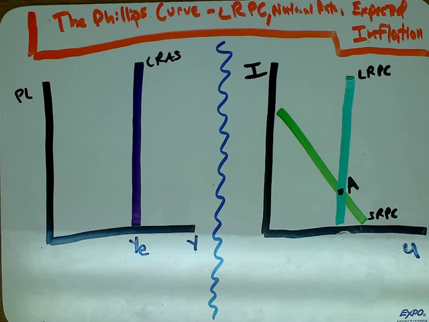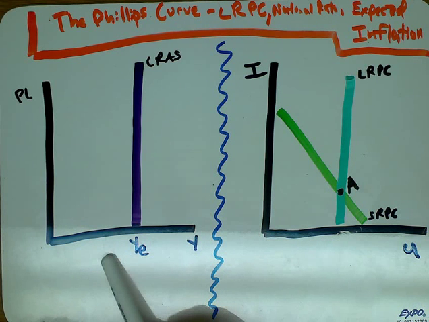AP Econ Class, this is video 2 for your Phillips curve. In this video we're going to talk about the long run Phillips curve, the natural rate of unemployment, and the role of expected inflation. If you remember from the last video, this blue squiggly line here represents like the mirrored effect of the aggregate supply model onto the Phillips curve model.